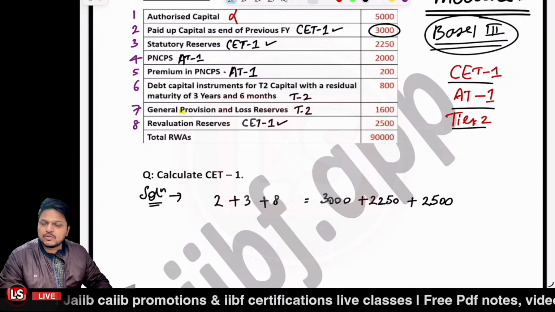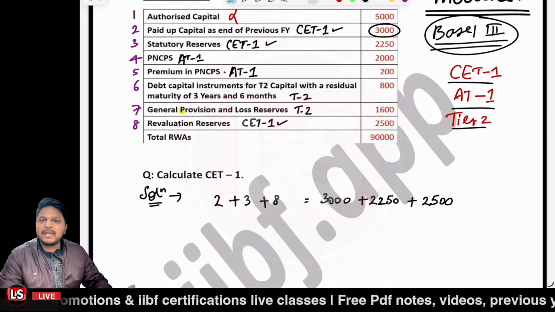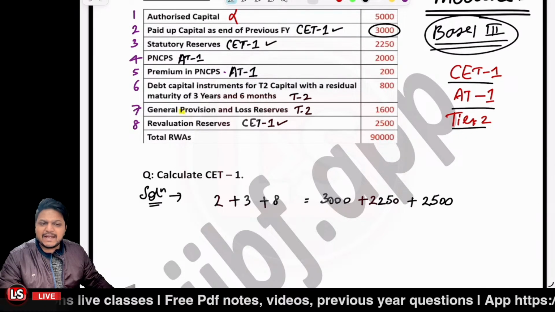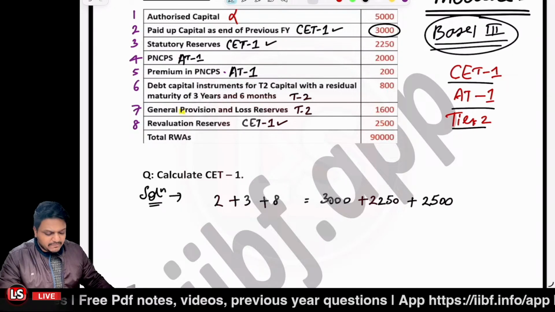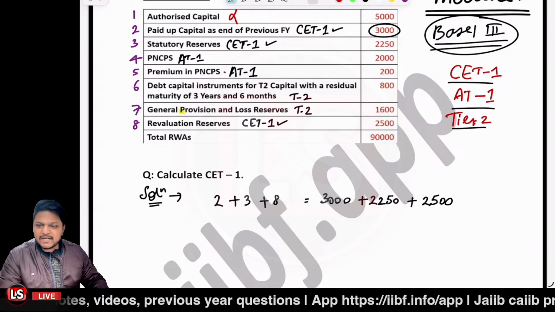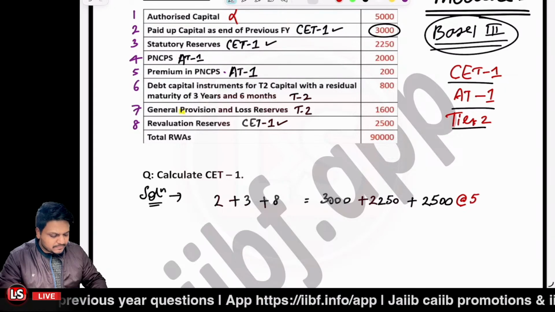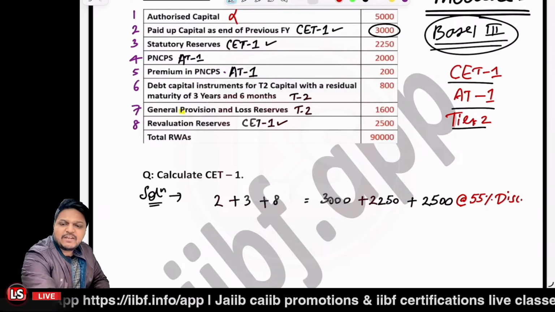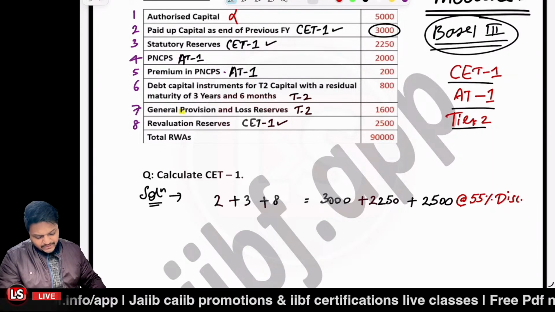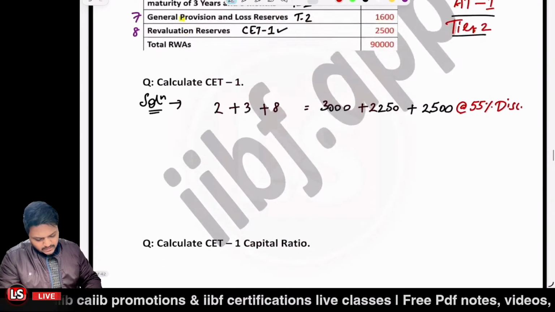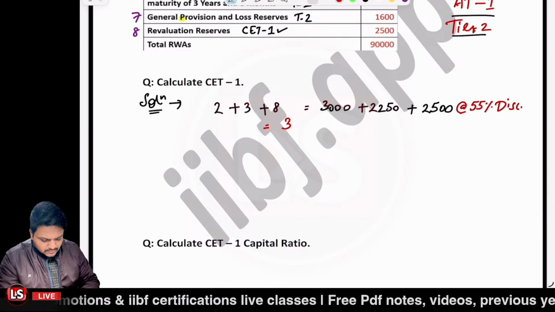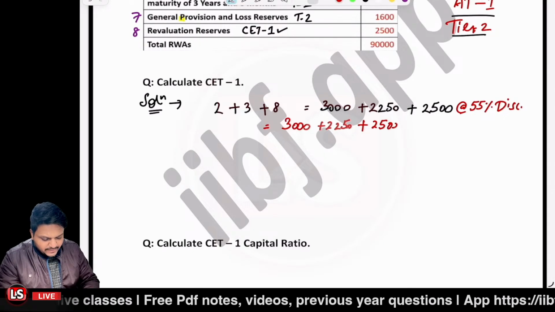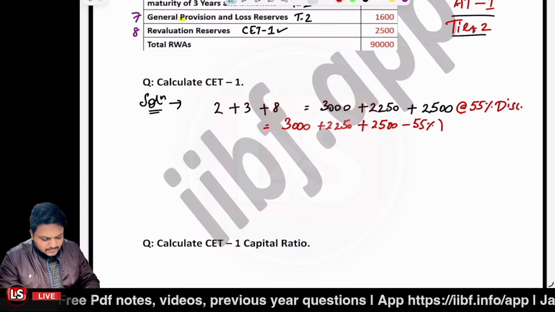Right? So there are three components under the CET1: paid up equity capital, statutory reserves, and the revaluation reserves. But the revaluation reserves are accountable at 55% discount. At 55% discount means only 45% of the value of 2500 is to be considered. So it will be 3000 plus 2250 plus 2500 minus 55%.